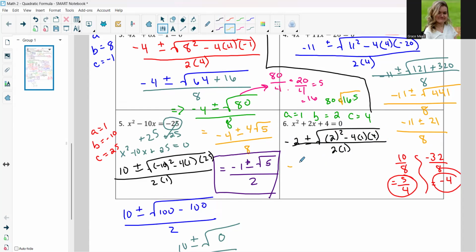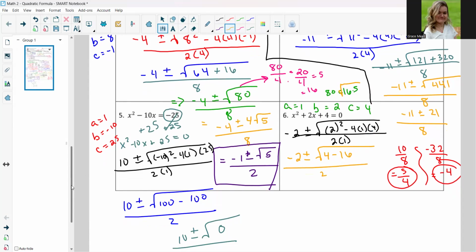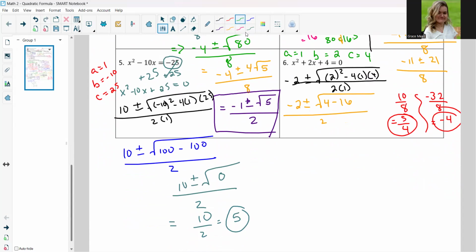And I just keep going when I have -2 plus or minus. Now this time you guys are going to see a new pattern. 4, and then -4 times 4 is 16, divided by 2, because 2 times 1 is 2. 4 minus 16 is going to be -12 divided by 2. So we are going to have an imaginary root on this one.